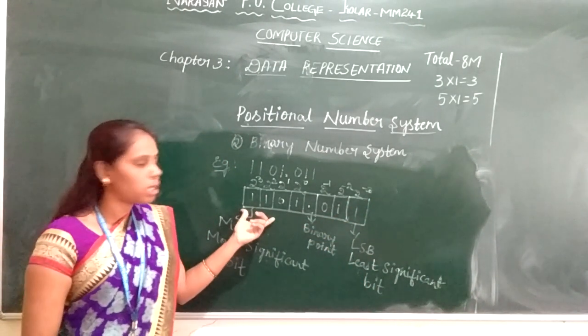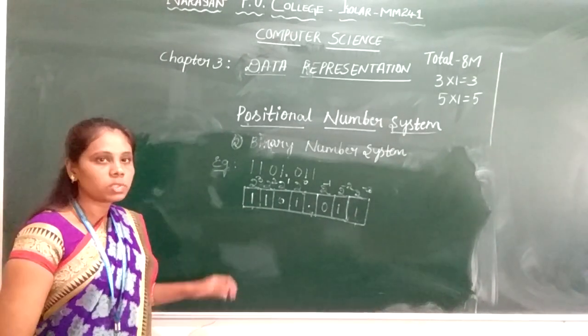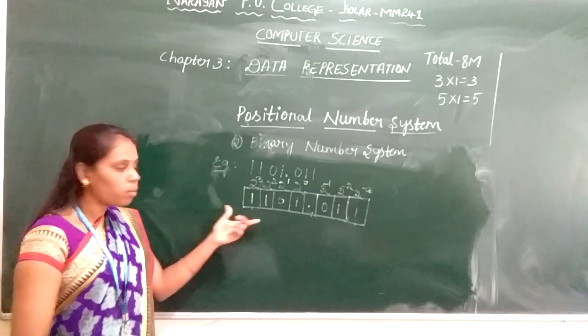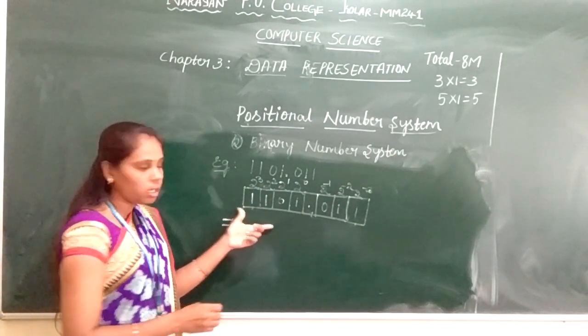Now we will see the decimal equivalent value for this binary digit. So now I will express this in a mathematical form to get the equivalent decimal value for this binary digits.